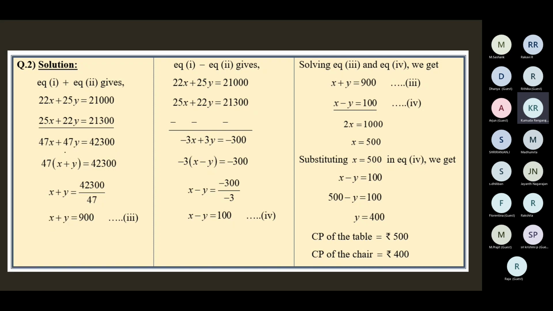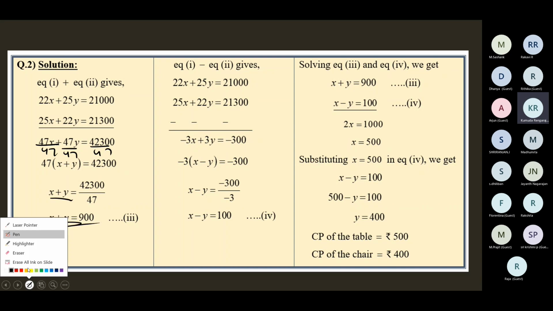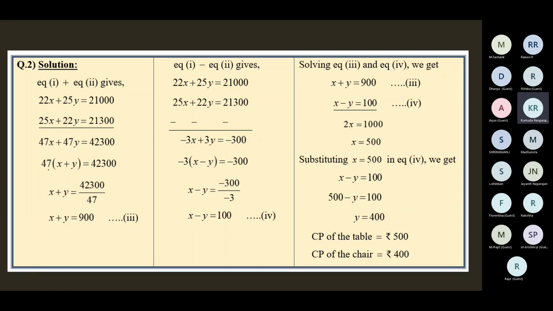So yes, I was telling you that it's like dividing by 47 throughout, or you're taking 47 common like this. Anything is fine. You can even divide like this by 47 throughout, children. And that gives you x plus y is equal to 900. Here I've taken 47 common and then it comes to the other side for division. And on simplifying, you get 900.